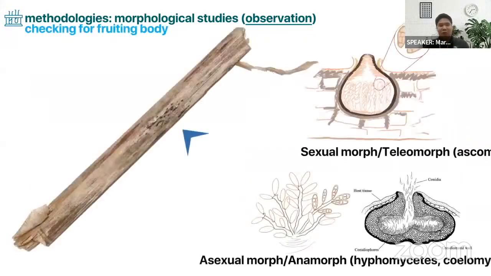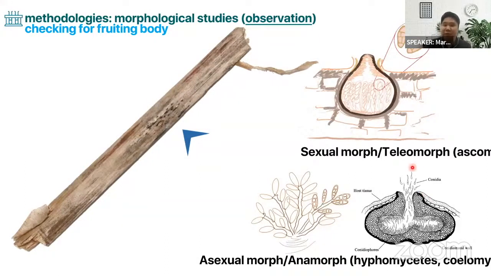After that, I can draw. For example, we observe a fruiting body. We check the fruiting body and cut it, so we can determine if it's a sexual morph. Just take note, this is the sexual morph, or the teleomorph. This is what we call an ascomycete. For the asexual morph, or the anamorph, we have the hyphomycete and the coelomycete.